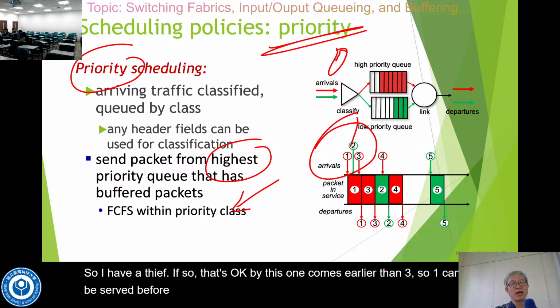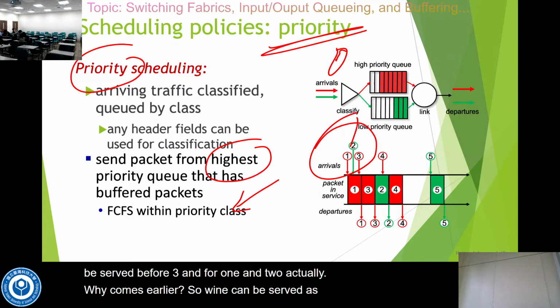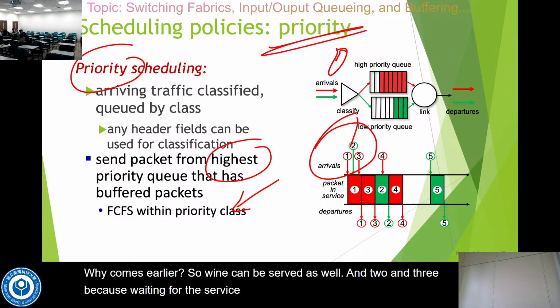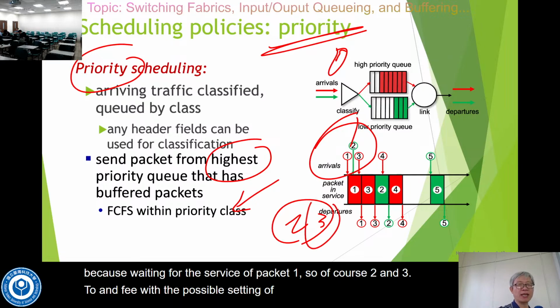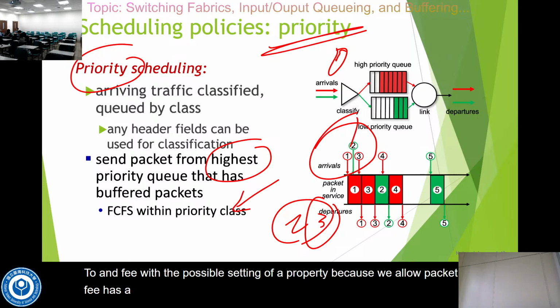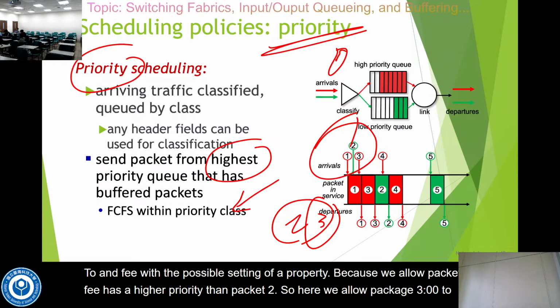And for 1 and 2, actually, 1 comes earlier, so 1 can be served first as well. And 2 and 3 are waiting for the service of packet 1. So, of course, for 2 and 3 there is the possible setting of a priority, because we allow packet 3 to have a higher priority than packet 2. So here we allow packet 3 to be served first before packet 2.